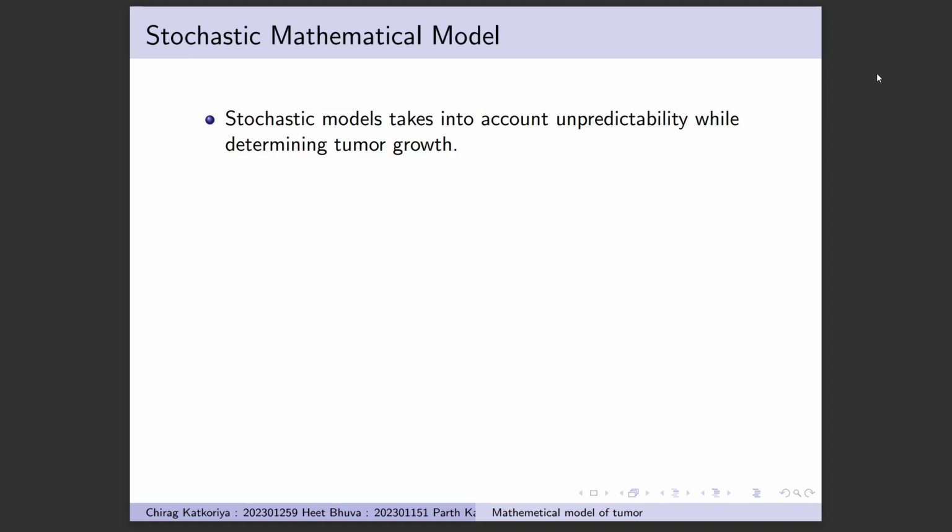Stochastic models take into account unpredictability while determining the tumor growth. The variability is also introduced in many deterministic models in order to introduce stochasticity, because tumor growth does not follow a fixed differential equation. Instead, it is a very complex process and therefore it needs some unpredictability and uncontrolled factors to determine it.